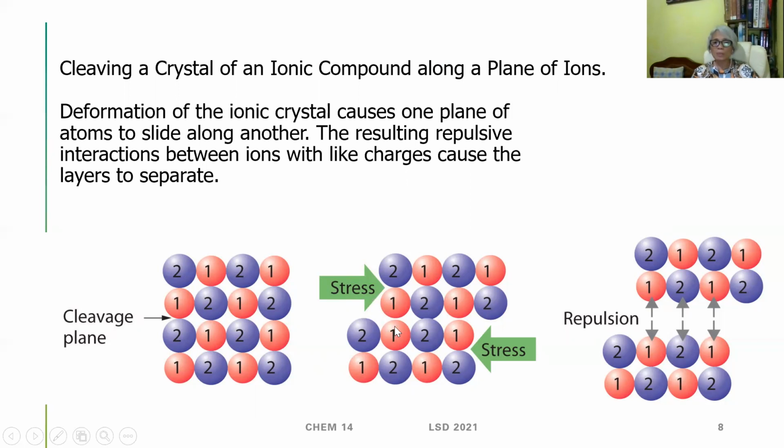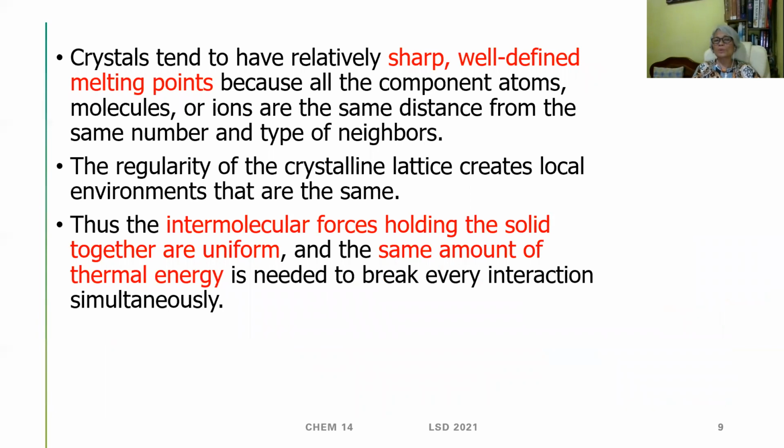Bakit nagkaganyan? Kasi pareho sila ng charge, no? So, 1, 1, and 2, 2. So, what happens? They would repel. So, if you apply here a stress here and a little stress here, therefore, repulsion will be in effect. Okay? The resulting repulsive interaction between ions with like charges cause the layers to separate. But pareho pa rin yung nature. So, ganun pa rin yung itsura. Nagkahiwalay nga lang. Now, crystals tend to have relatively sharp, well-defined melting points.